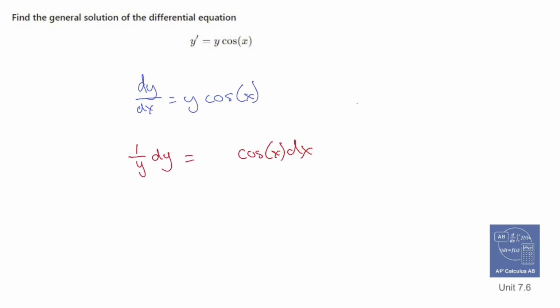Now what I do is integrate both sides with respect to their variables. Integrating 1 over y dy is ln of y plus some arbitrary c.